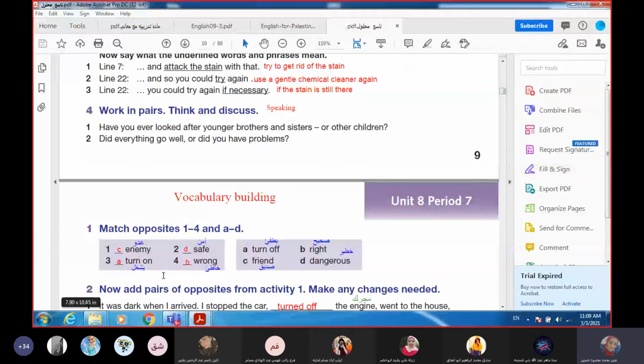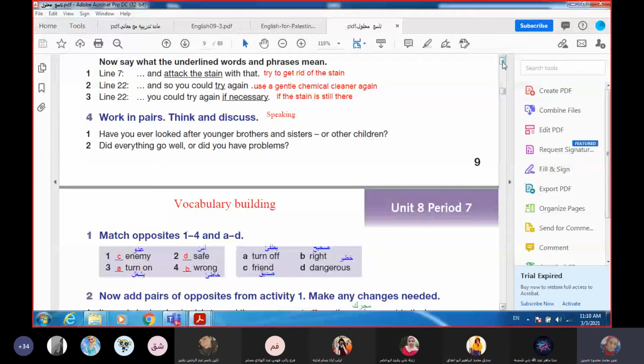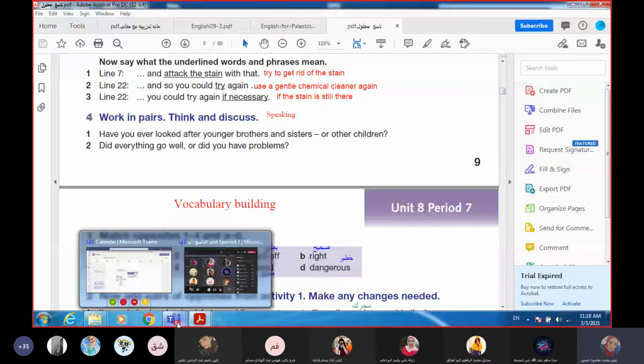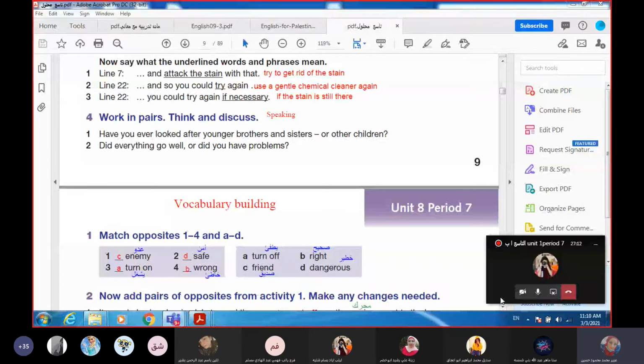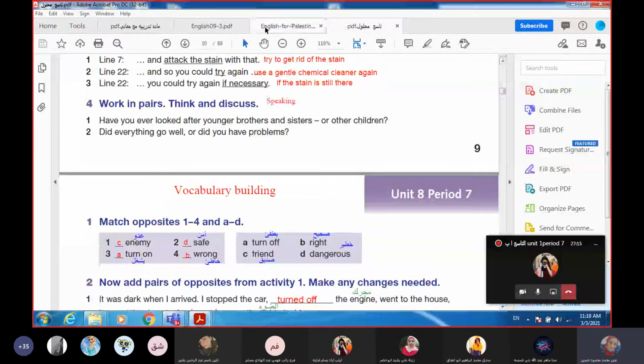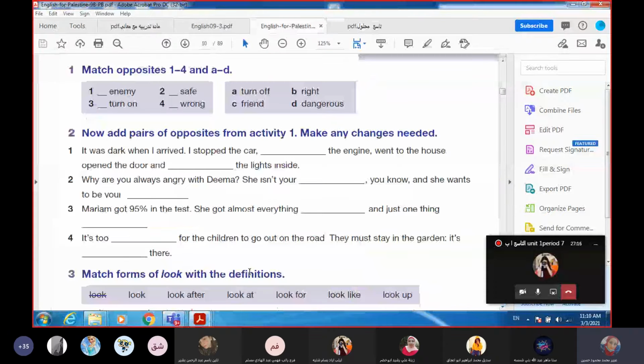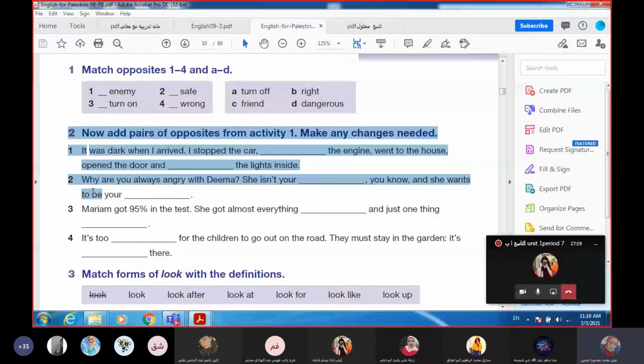Ready? Yes. Now we are going to move. I will give you some time in order to answer number 2. I will give you 3 minutes in order to answer number 2. 1, 2, 3, and 4. Go on.